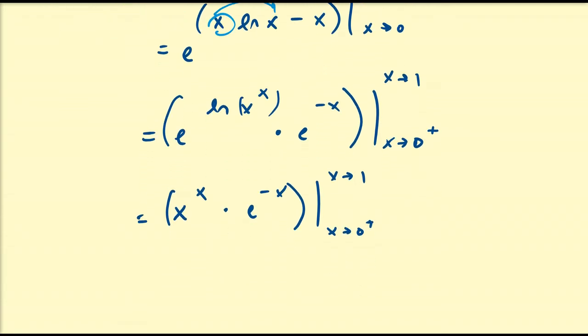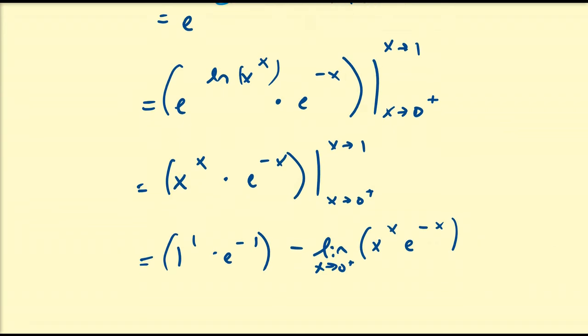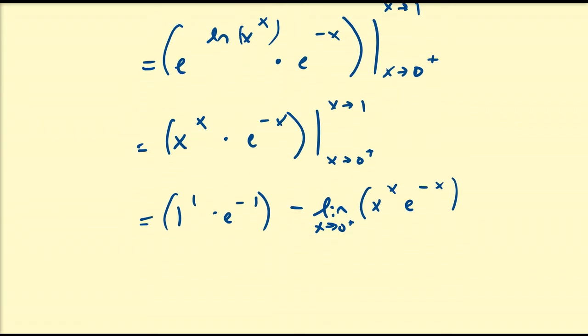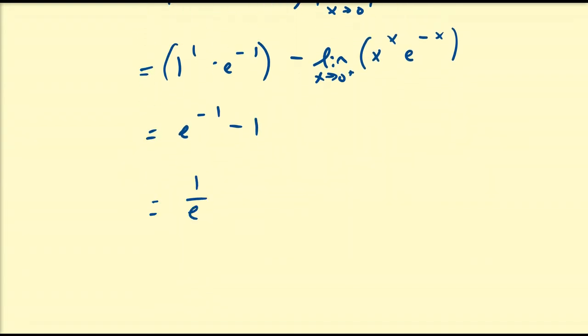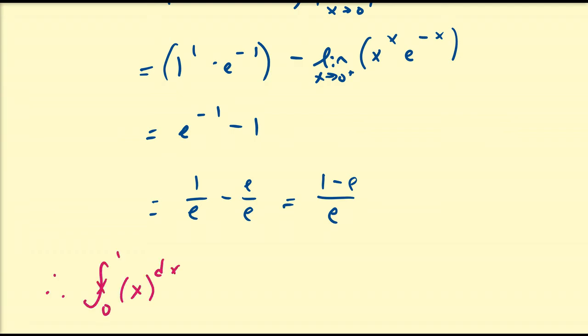As x goes to 1, what do we have? Well, that's going to be 1 to the first times e to the minus 1. Subtract the limit as x goes to 0 from the right of x to the x times e to the minus x. As we already should know, as x gets close to 0 from the right, x to the x is going to be approaching 1. E to the minus x is going to be approaching 1, so that's going to go to 1 as well. So we have e to the minus 1 minus 1. We can rewrite this as 1 divided by e minus e over e, which is going to be our 1 minus e over e limit. Therefore the product integral from 0 to 1 of x raised to the dx is going to be equal to 1 minus e divided by e.